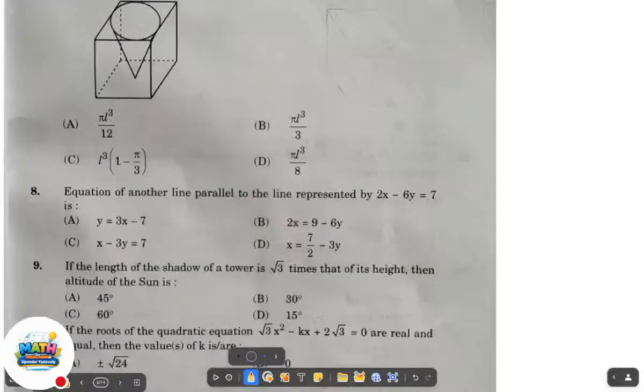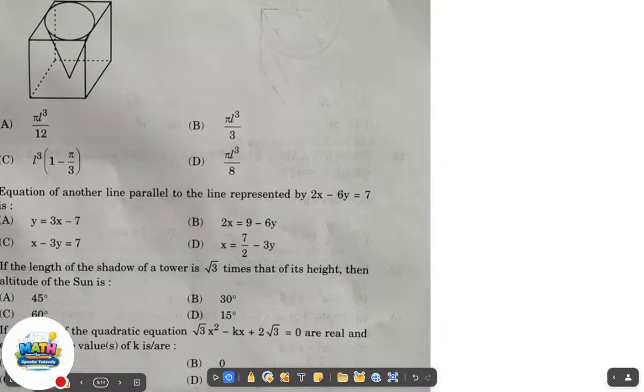Next, the eighth question: the equation of another line parallel to the line representing 2x minus 6y equals 7. So we need to find another line which is parallel to this line. The given one here is 2x minus 6y equals 7. So we need to find another line parallel to this one. What is the condition for parallel?